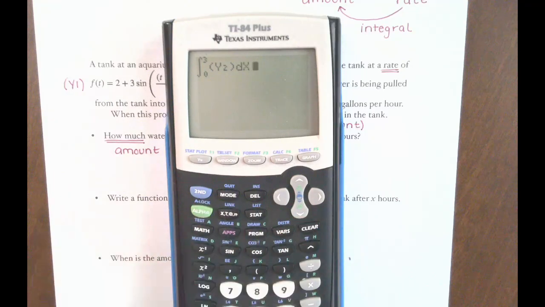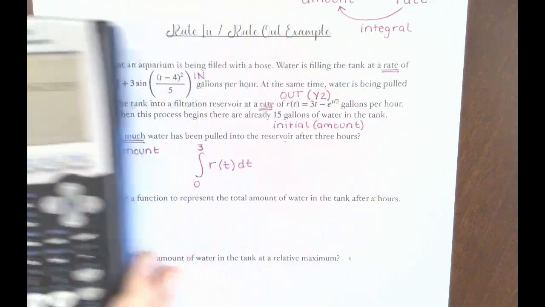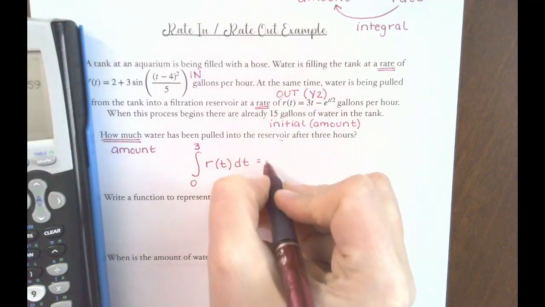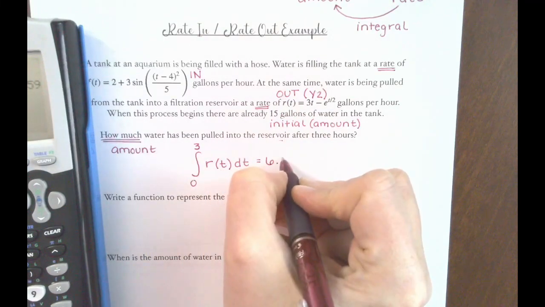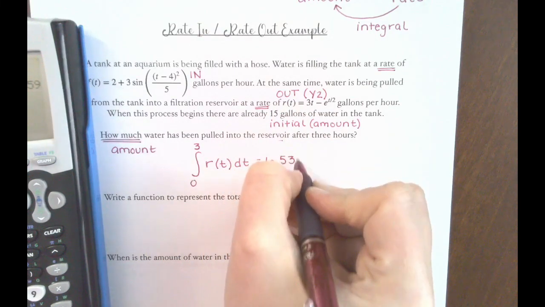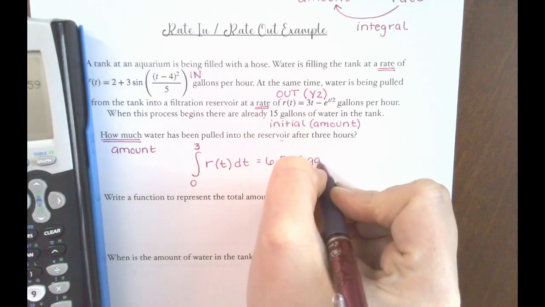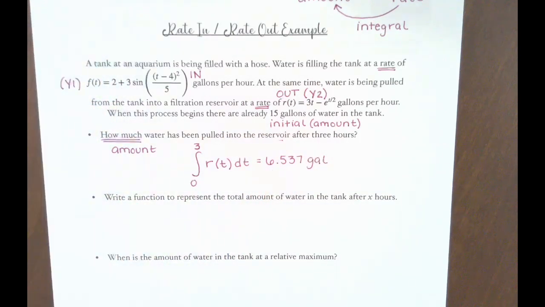Okay, I have to put in that it's a dx, and hit enter. And it looks like our answer is 6.537. So this is 6.537 gallons because it's an amount. So in 3 hours, the reservoir has sucked up 6.53 gallons of water.